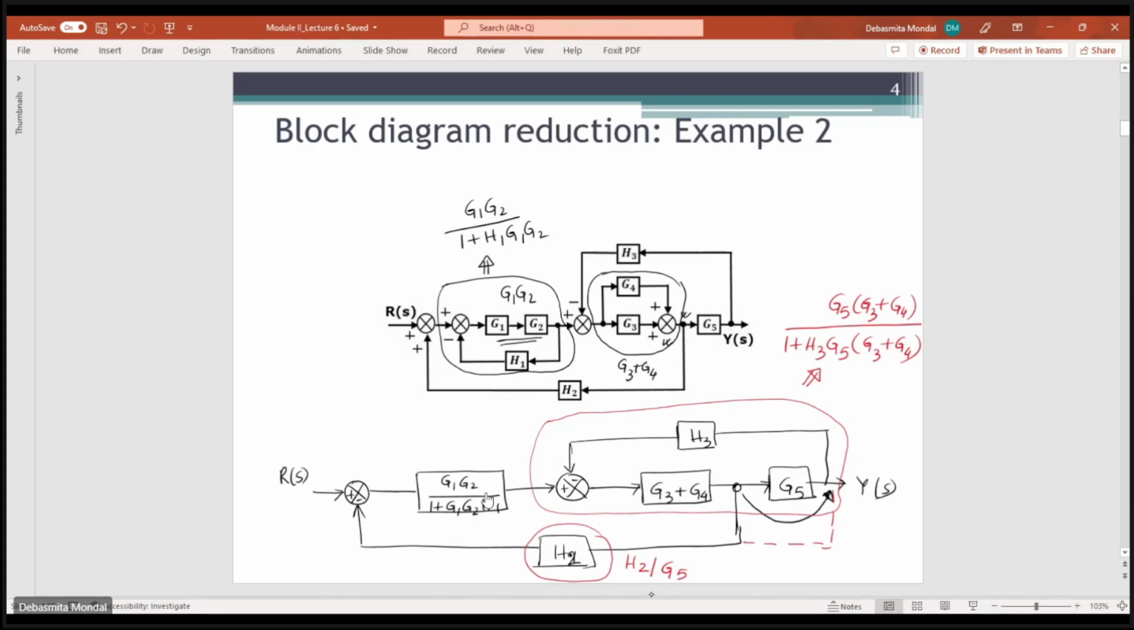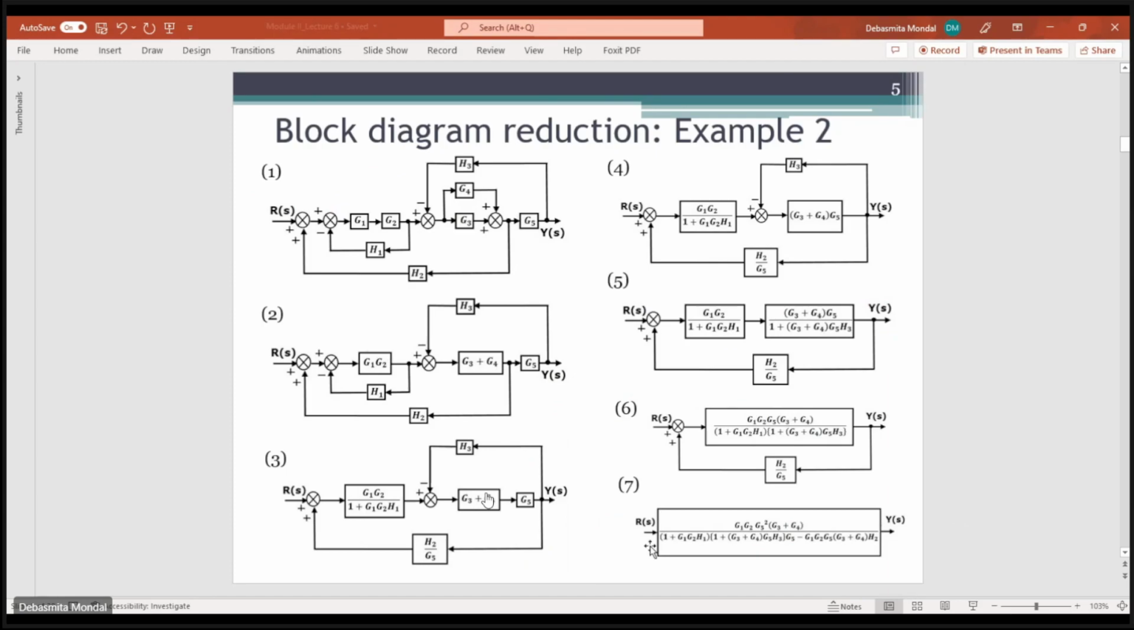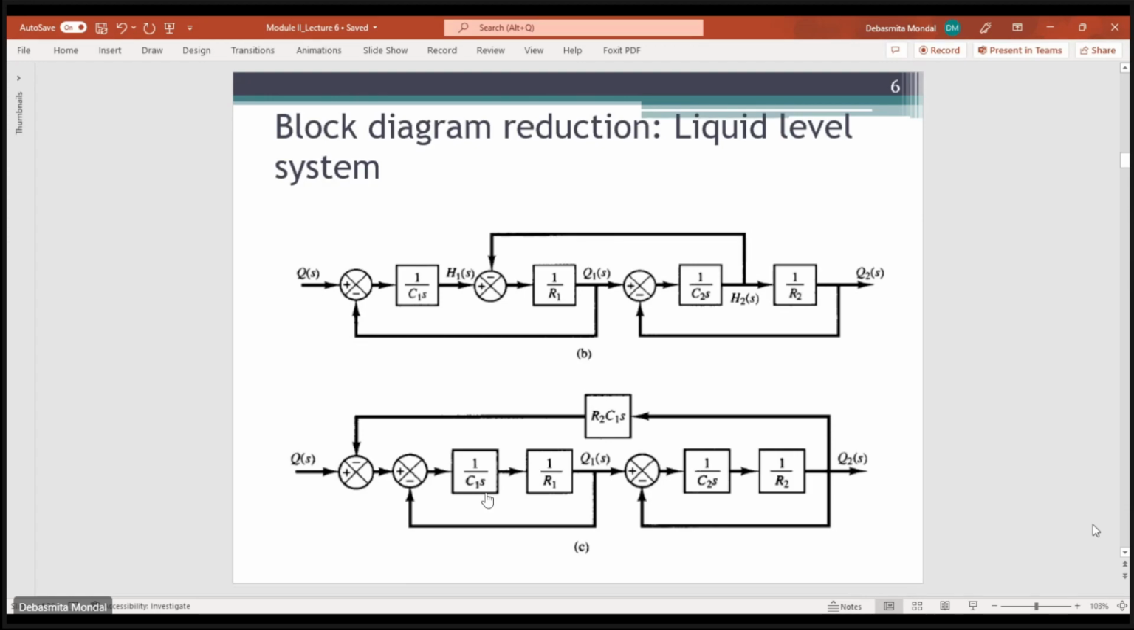So then you will get R(s), you will get some transfer function and Y(s). What will be the value of that? Or I think it's okay, you can find. So these are the steps you have already been told. First G1 and G2, then represent this, then combine G3 and G4, then move this takeoff point over here, and then finally you will end up with the final transfer function. Okay, so now let's see.